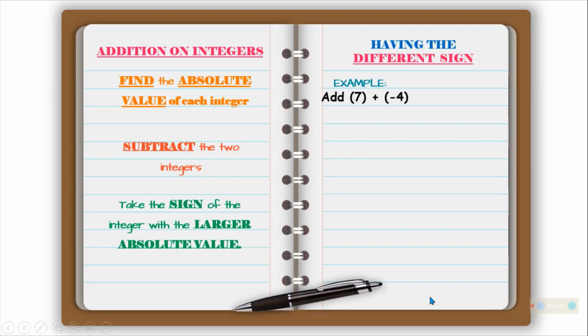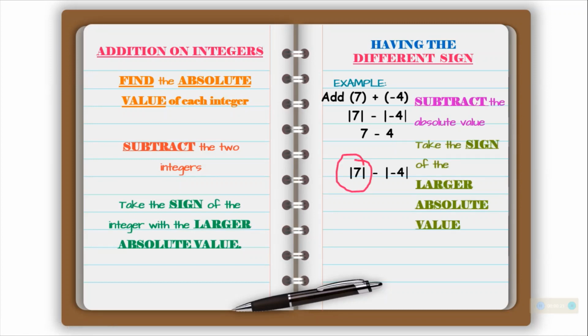Next example, add 7 plus negative 4, then subtract the absolute values. The absolute value of positive 7 is 7, then the absolute value of negative 4 is positive 4. Then we will subtract 7 minus 4 is equal to 3. Then take the sign of the larger absolute value which is positive. So the answer is positive 3.